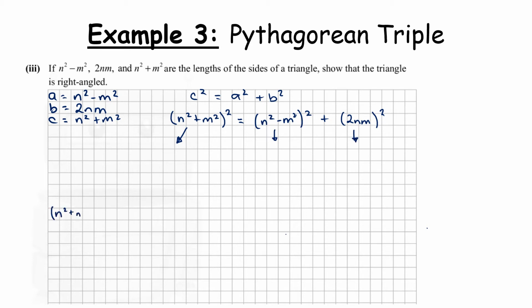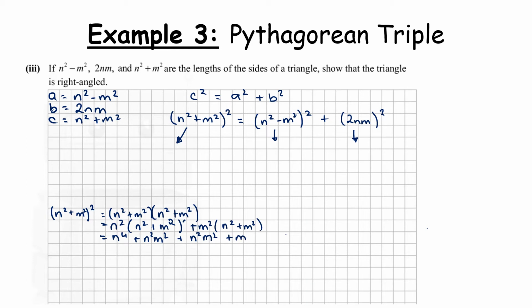But I'm going to do n squared plus m squared, squared, which is n squared plus m squared times n squared plus m squared. Separate out our brackets, n squared bracket n squared plus m squared, plus m squared bracket n squared plus m squared. Multiply that out. n to the power of 4 plus n squared m squared plus n squared m squared plus m to the power of 4. Cleaning that up, we get n to the power of 4 plus 2n squared m squared plus m to the power of 4. So that's kind of our first little piece here.